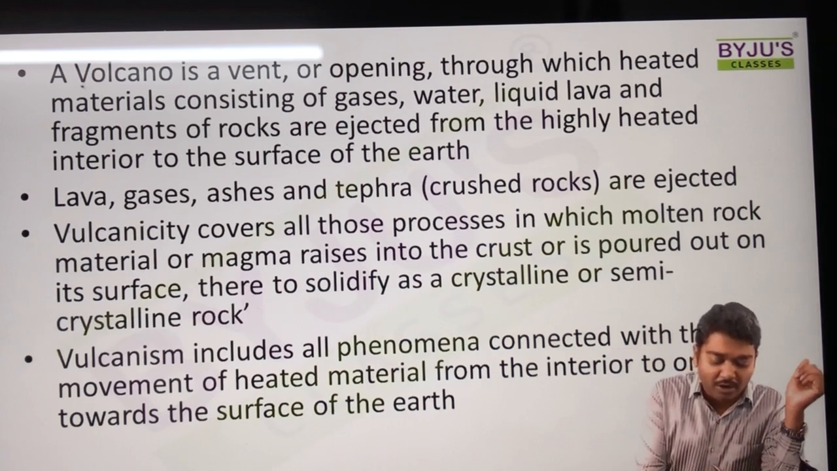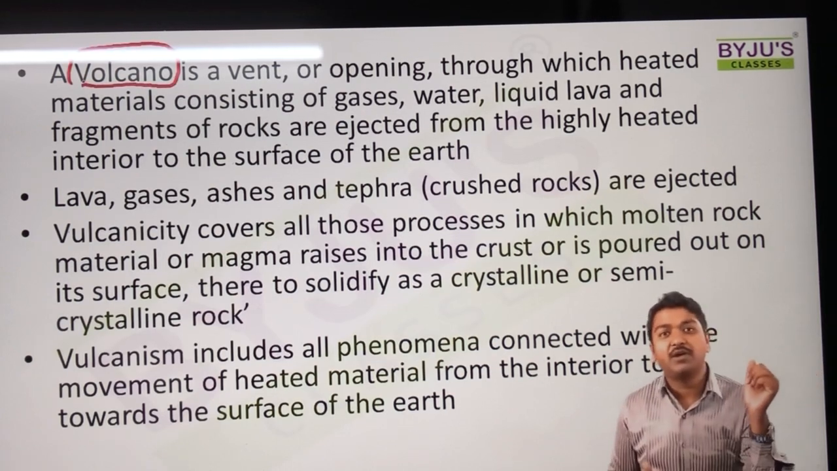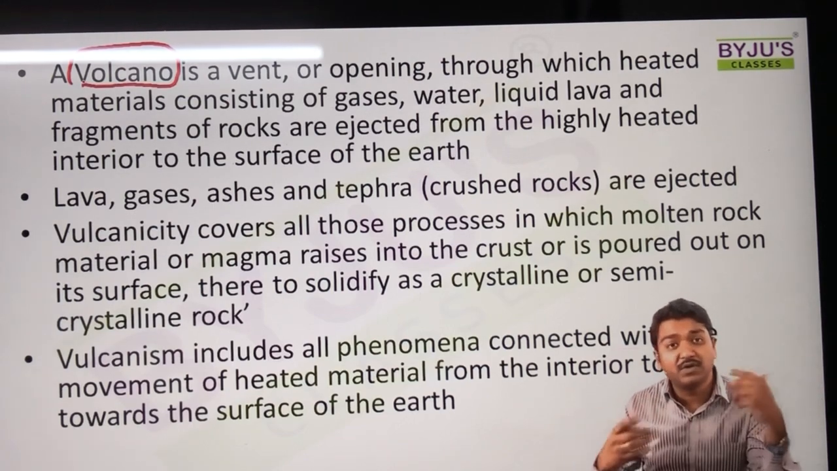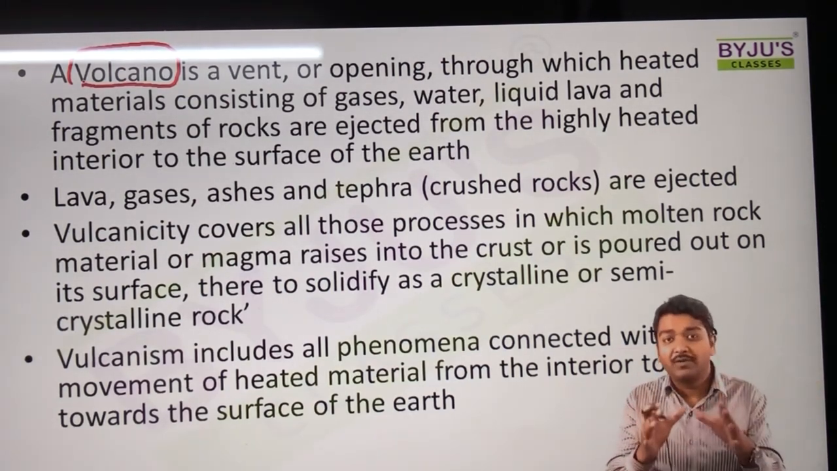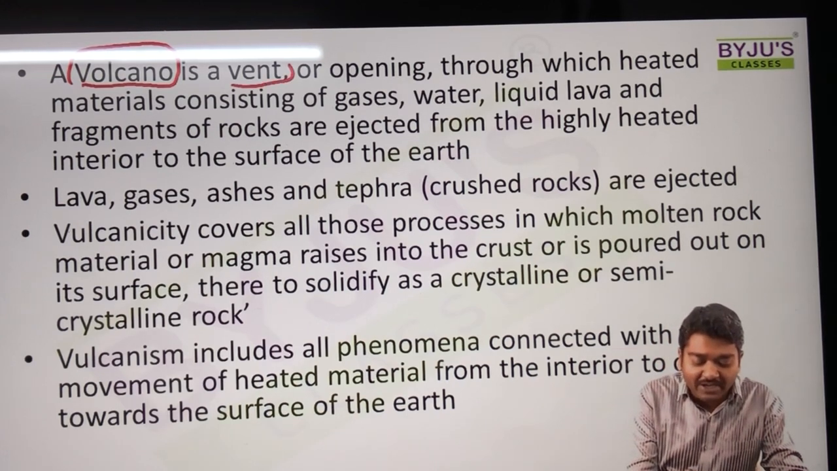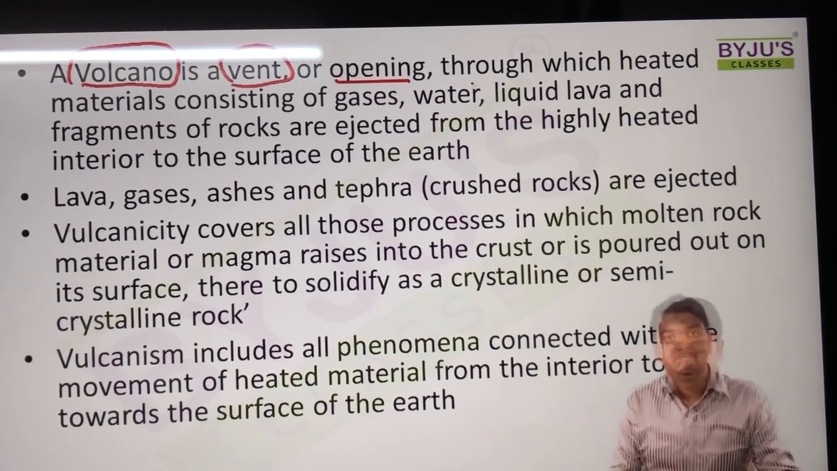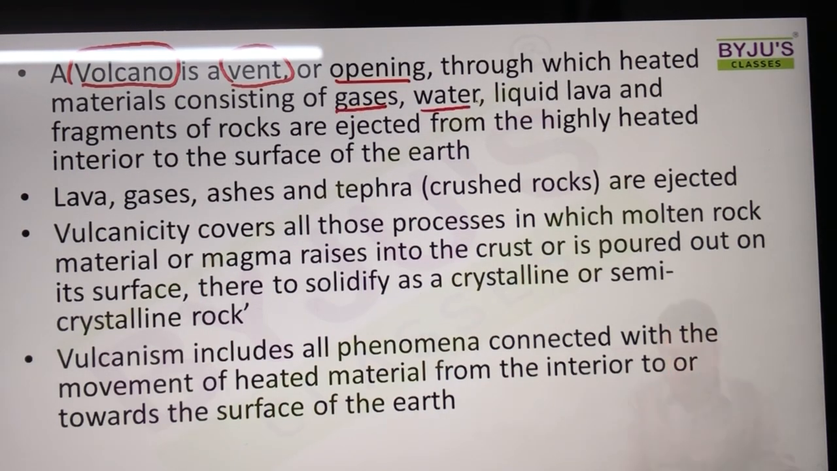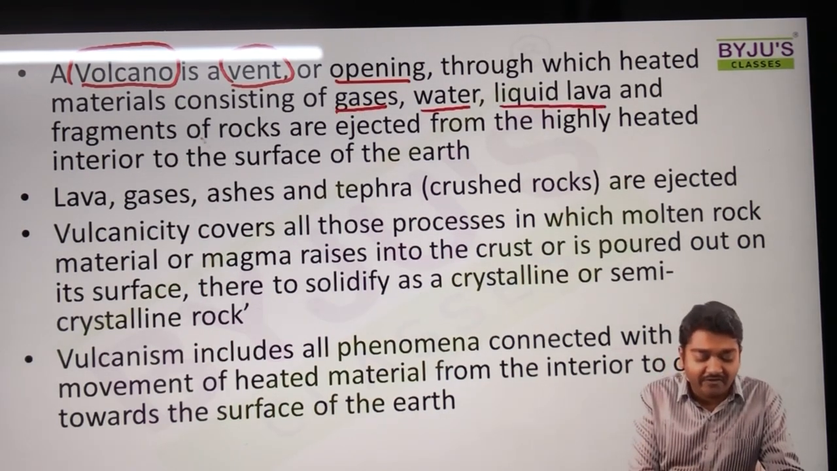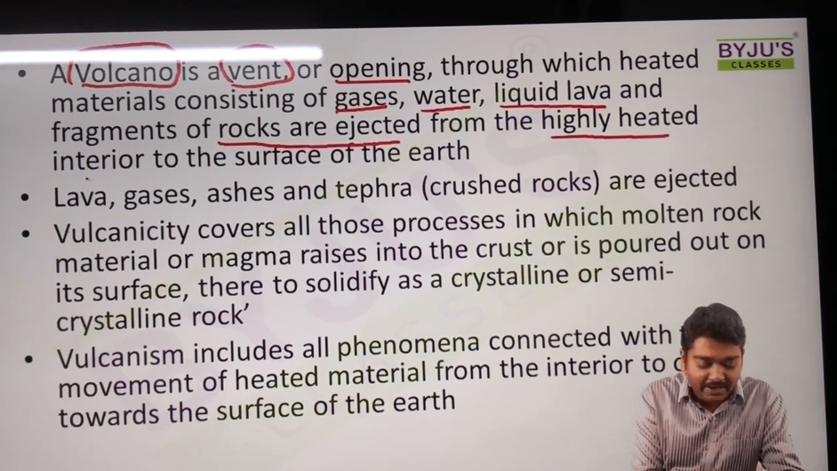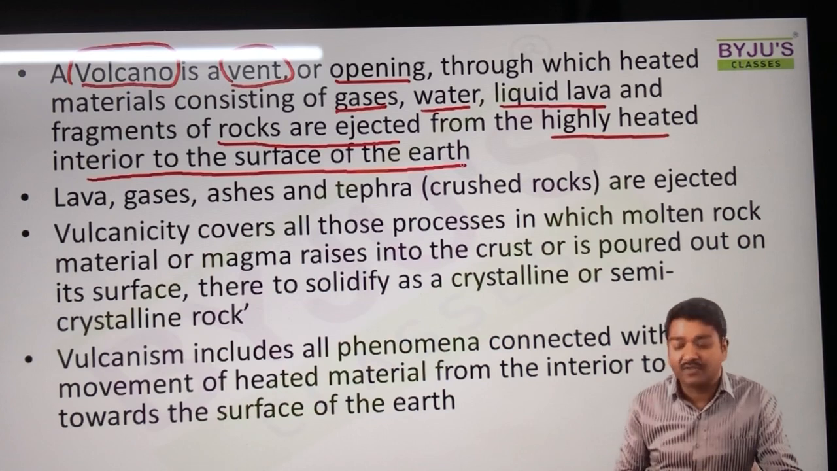So if you see a volcano, what is a volcano? Unlike what many people think, the magma or lava coming out is not the volcano. A volcano is just a structure where you have a vent or opening through which heated materials consisting of gases, water, liquid lava, and fragments of rocks are ejected from the highly heated interior to the surface of the earth.